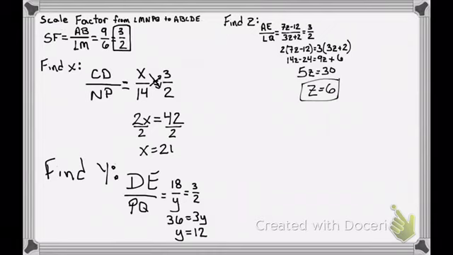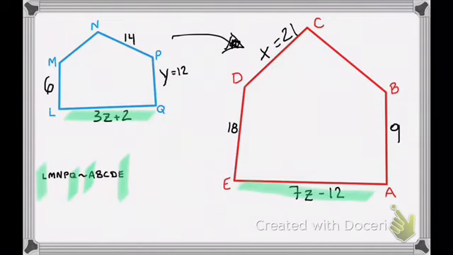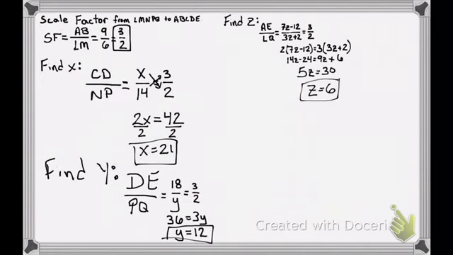Y was equal to 12. And x equal to 21. Our scale factor is 3 over 2. And we can plug in that. I could put z as 6 over here, but it doesn't make sense. But now we've got everything. The only thing that we would never be able to find is anything about side MN or CB, because I have no information at all about those sides. But otherwise, we've got all the information we need, and we've used the scale factor to get us there.